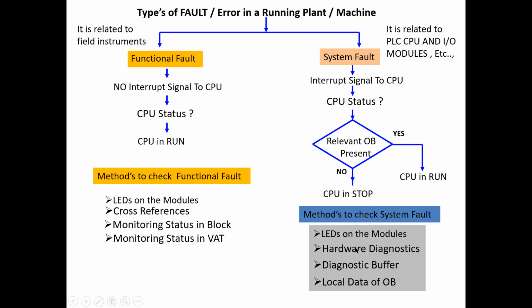These are the methods to check the errors in software and on the hardware modules also. Whereas for instruments, we have to check on the module, as well as you can go online and check that in the program block as well as in the variable table or watch table in TIA portal.